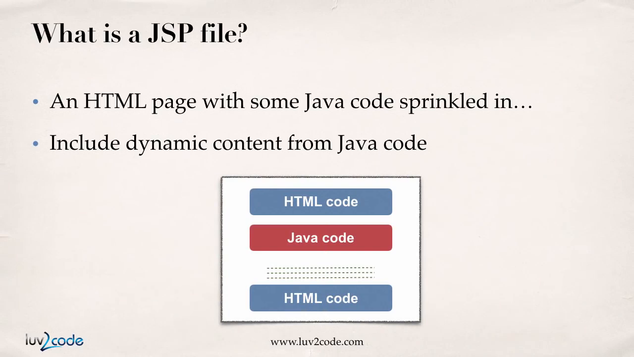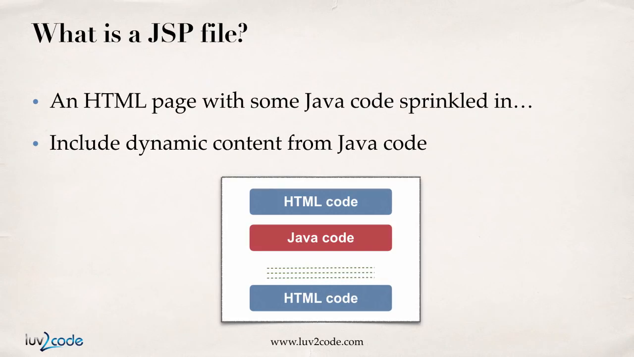So in this diagram here, this is a basic JSP file. It has some HTML code, some Java code, you can mix in more HTML code, and so on. The end result is that you'll have an HTML page with content that's generated by some Java code.